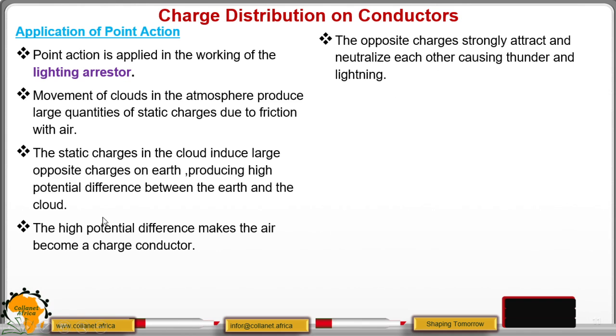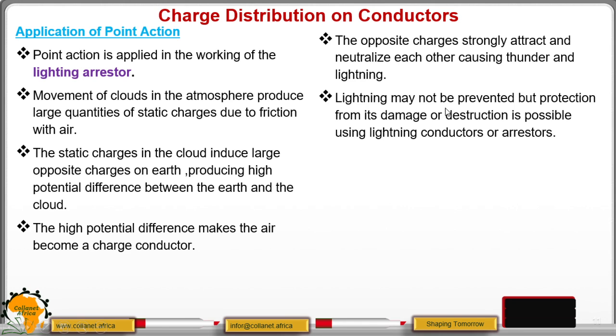Note that we have said the clouds make the earth to be charged oppositely. That is, if the clouds are negative, the earth will be positive. So opposite charges tend to attract one another because the two charges are unlike, and therefore there exists an attraction force between them. And as they attract, they neutralize each other, and as they try to neutralize, we have thunder and lightning.